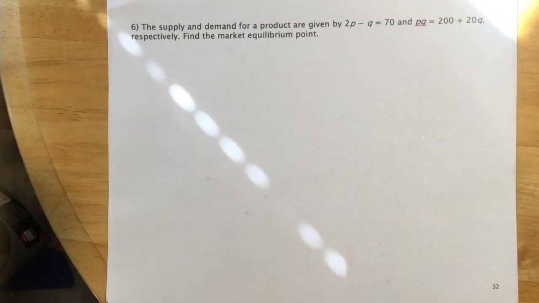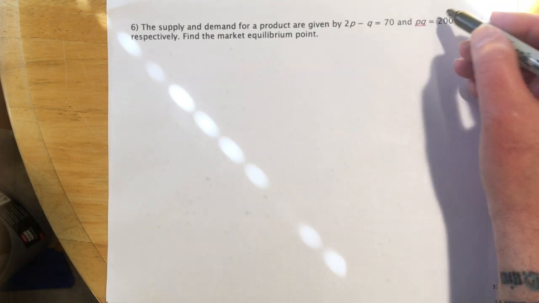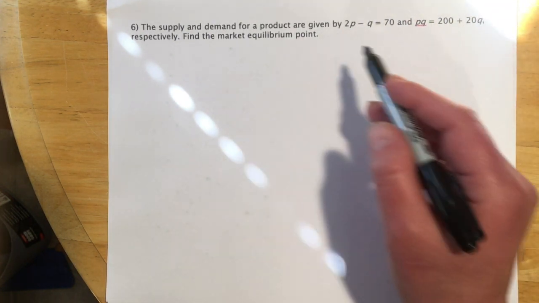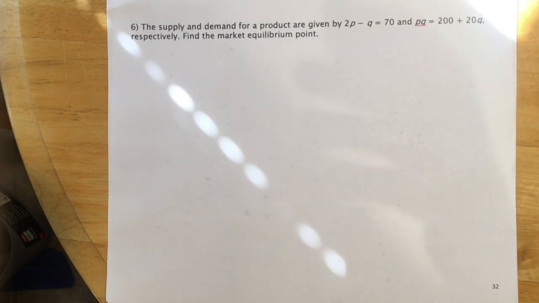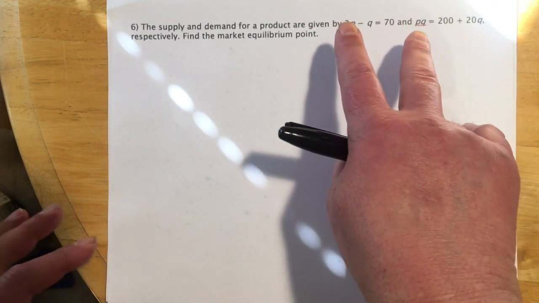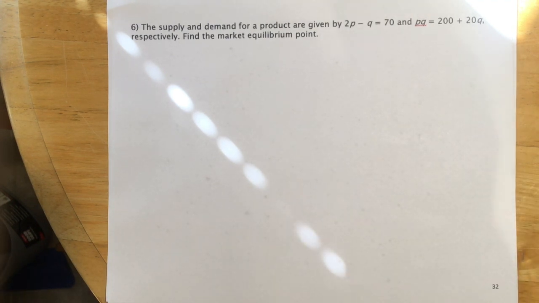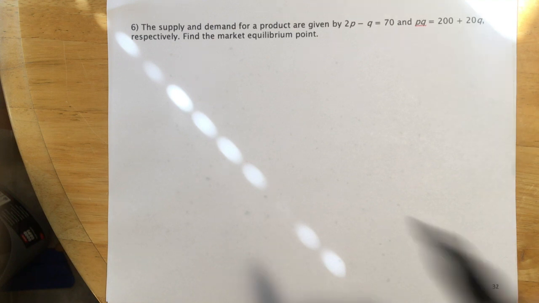Okay, number 6 goes to supply and demand for product are given by these two equations. That's our supply, that's our demand. Find the equilibrium points. Remember, that's where supply equals demand. So what we have to do is basically just solve the system of equations. But this time, instead of being linear, it's going to turn out nonlinear, so we're going to have to use quadratic formula again to work that out.